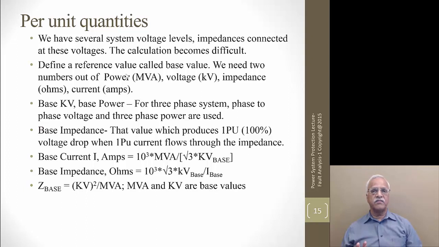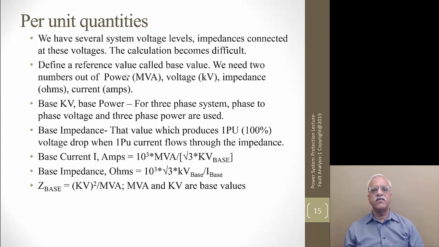The calculations become very difficult when going from one level to another. That is why we define a reference value called the base value. We have power, voltage, impedance and current, but these are all related, right? Voltage times current is MVA, and V divided by I is the impedance, essentially in a single phase system. So in most of the industry we use voltage and power as the base quantities. We call them the reference quantities.